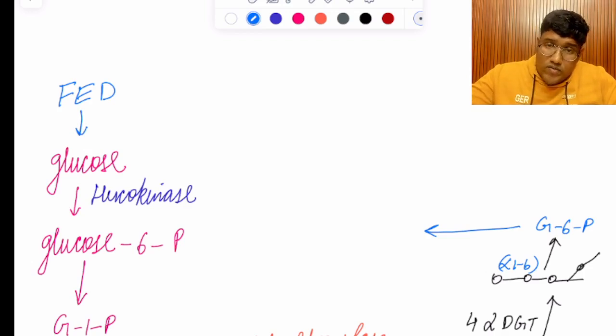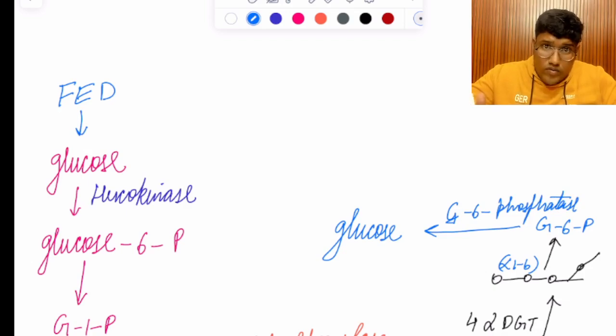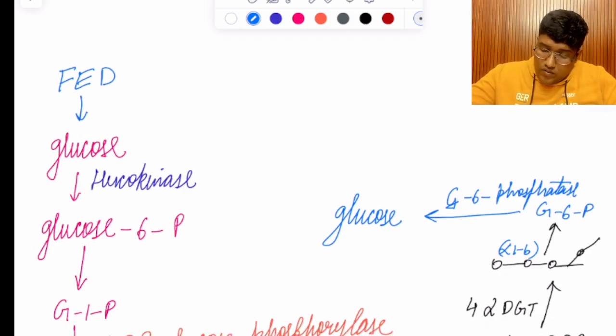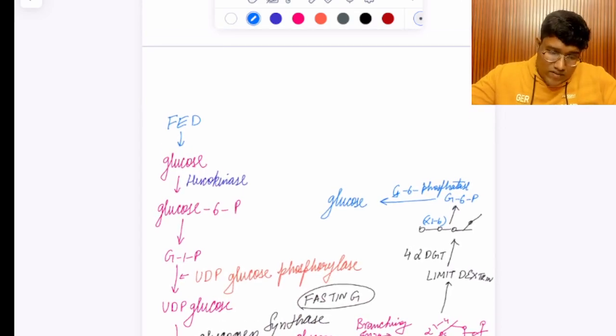So glucose 6 phosphate becomes glucose by using glucose 6 phosphatase. Now this phosphatase takes out the phosphate and converts it to glucose. So finally we have glucose. It's going everywhere in the blood and it's maintaining the blood sugar. So this is the whole process that takes place.